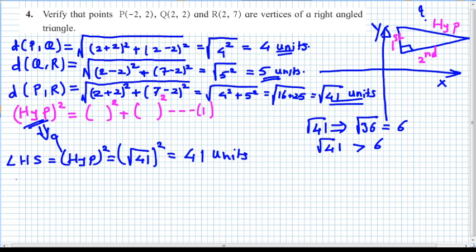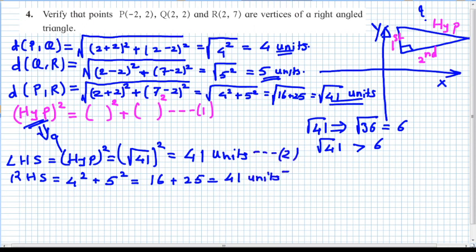Okay, now let us take the RHS. What is the RHS? RHS is simply this part, the right hand side. What will come? 4 square plus 5 square. Just substitute the remaining sides. What is that? We know that it is 16 plus 25, which is 41. Let this be equation number 2, and let this be equation number 3.